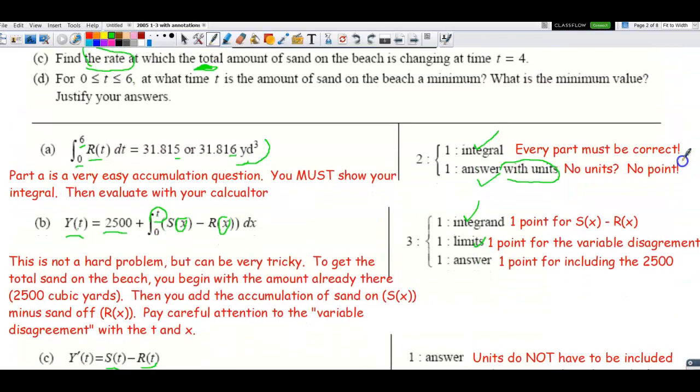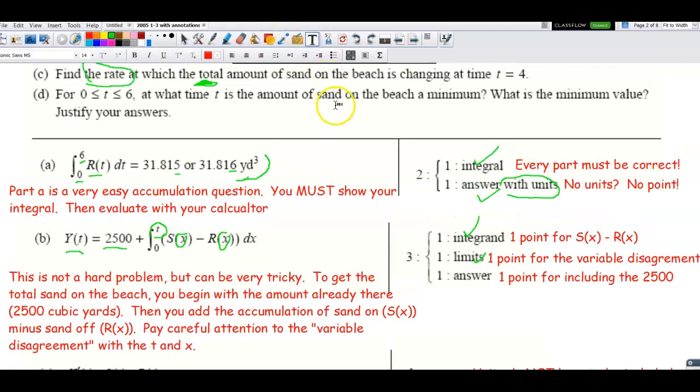Part D. For 0 to 6, at what time is the amount of sand on the beach a minimum? What is the minimum value? Okay, so as we've discussed many times, the extreme value theorem is assessed over and over and over again. We're going to need critical numbers, and we're going to need the endpoints. Of course, the endpoints are given to be 0 and 6, so it's our job to find critical numbers.